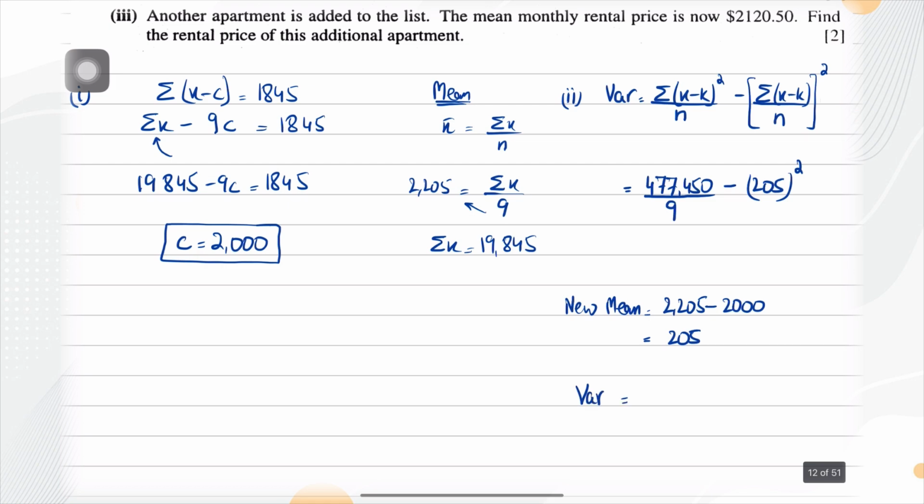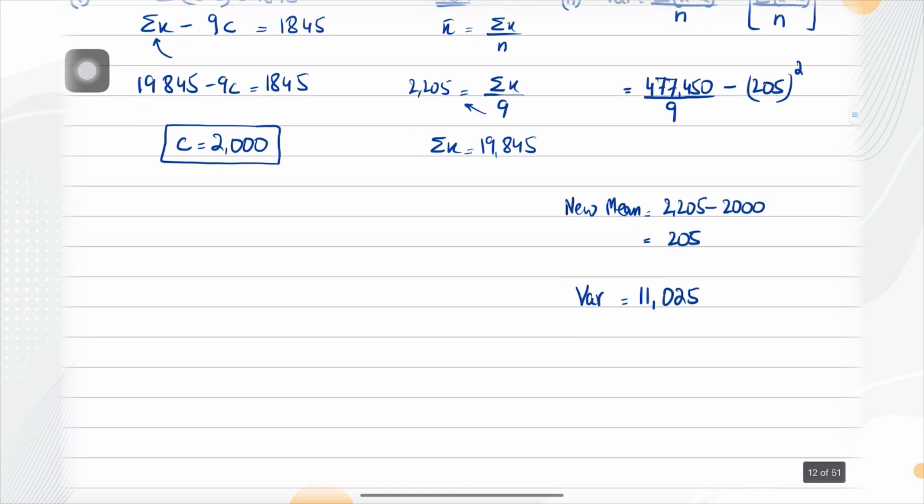So let's work this out. I'm going to plug this in the calculator as it is. 477,450 divided by 9 minus 205 whole squared. So here's what we're looking at. The variance is equal to 11,025. So there you go. That's the answer to part 2.